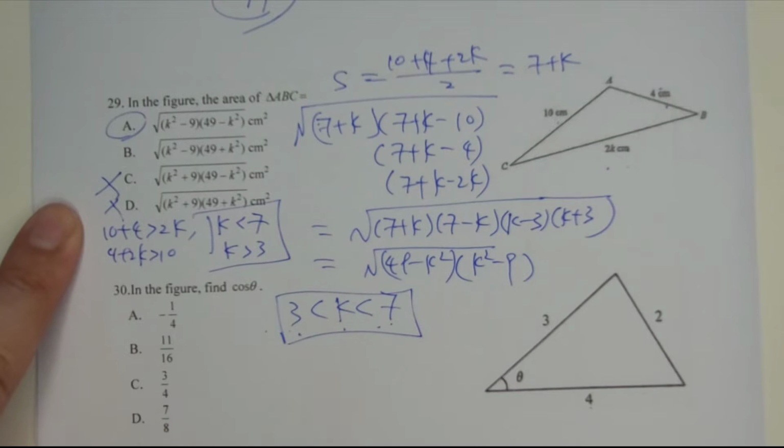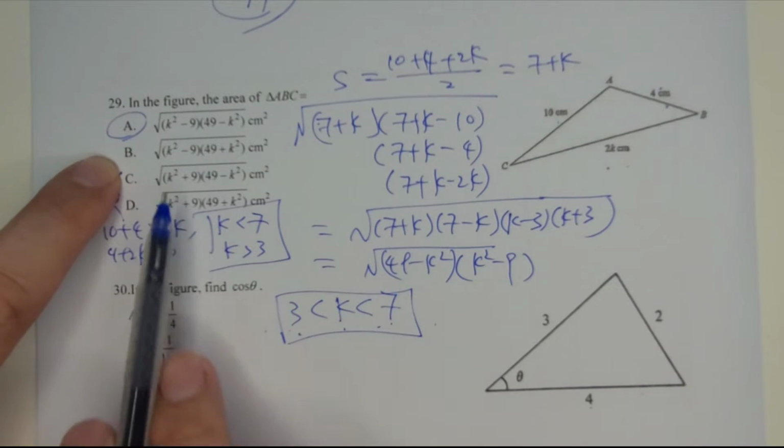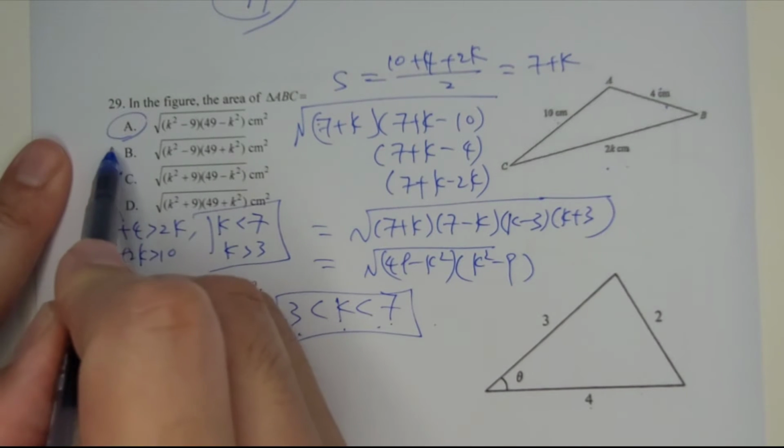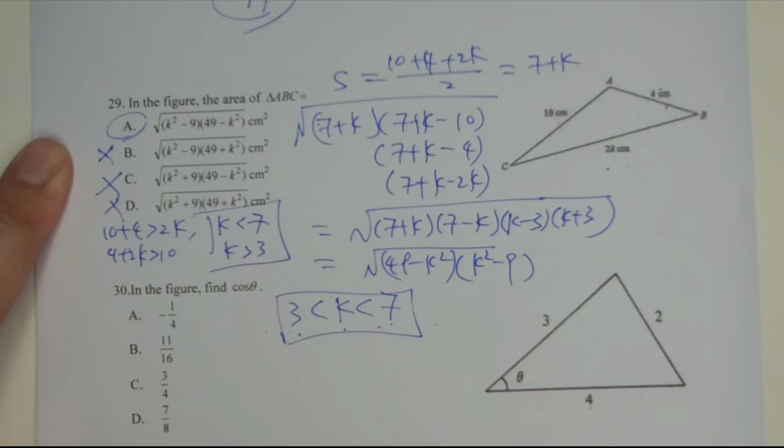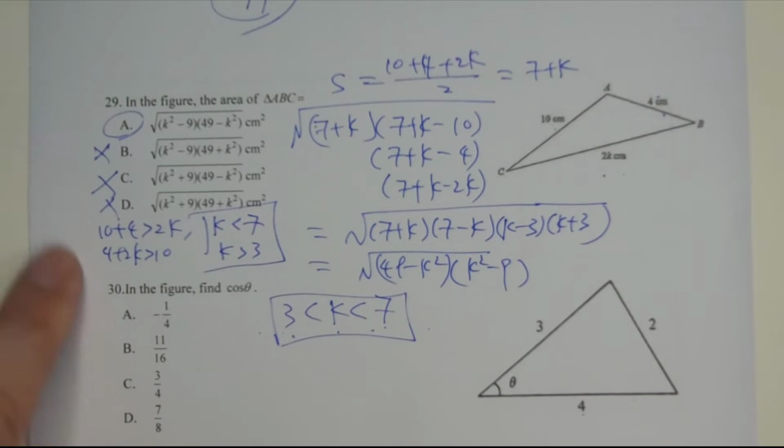In the other case, when we substitute k equals 8, you can find that for B, the area could be found. That means B is not the option. So the final possible option is A. You can use the triangle inequality to deduce the answer if you really forget Heron's formula.